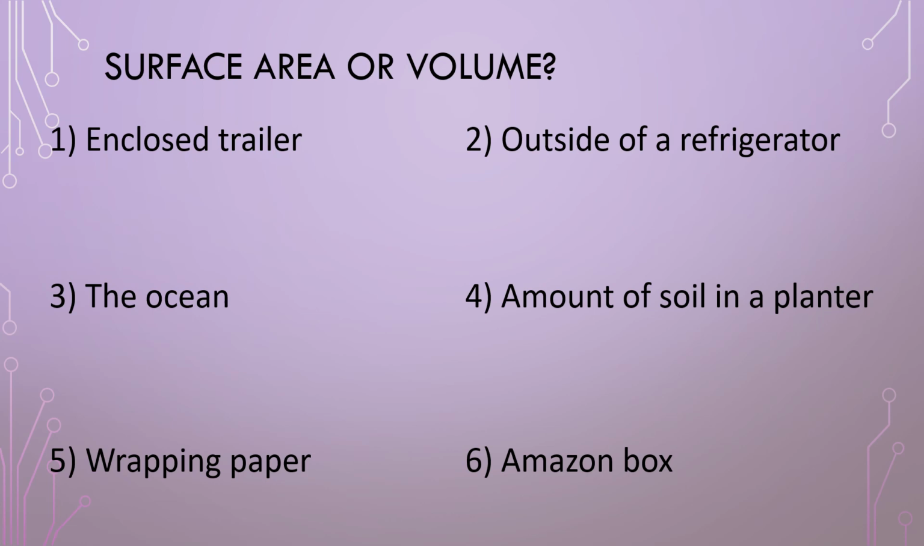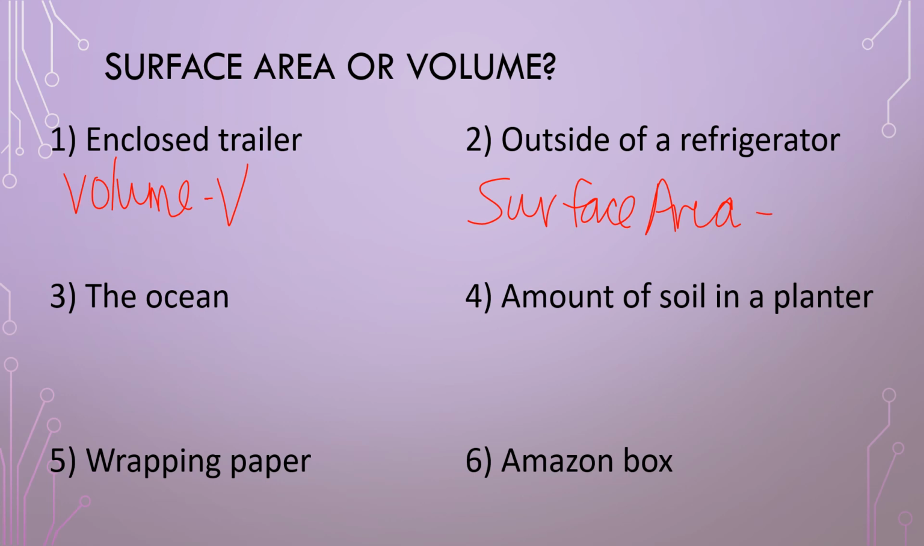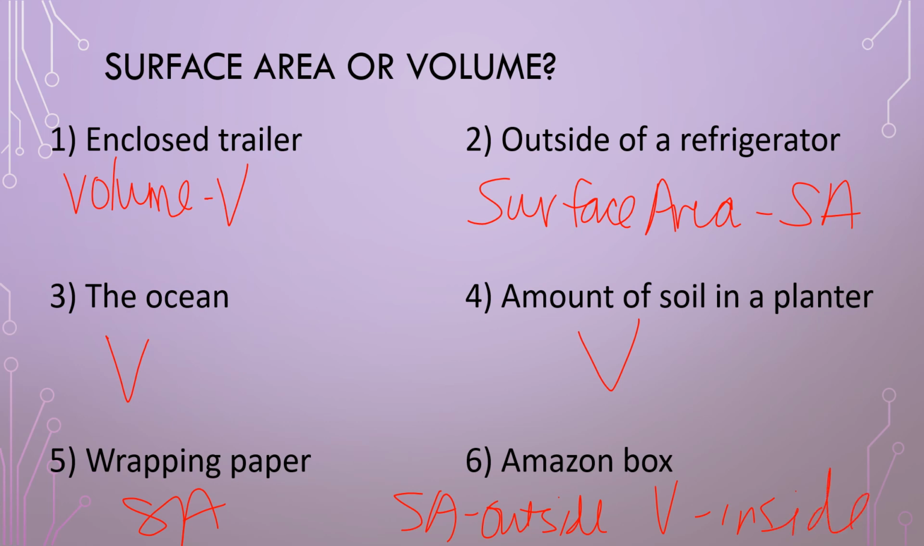So surface area or volume. An enclosed trailer that you would move with would be volume, and we abbreviate volume as V. The outside of a refrigerator would be surface area, and we abbreviate surface area in our formulas as SA. The ocean would be volume. Amount of soil in a planter would be volume. Wrapping paper would be surface area, and then an Amazon box, it could be surface area for the outside, and then it would be volume for the inside, depending on what you are talking about there.